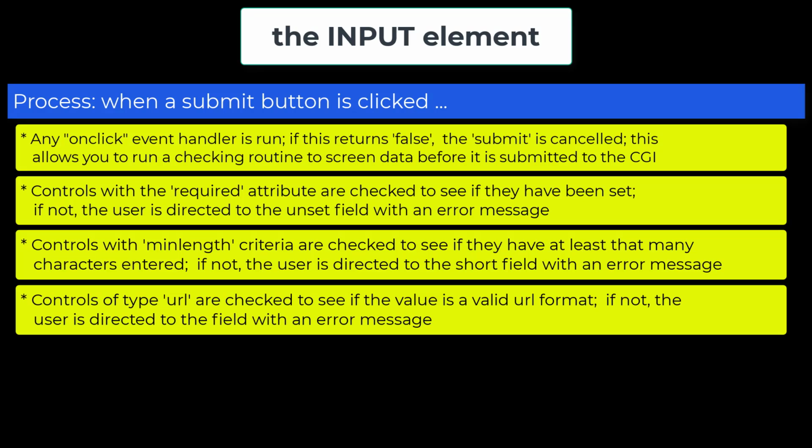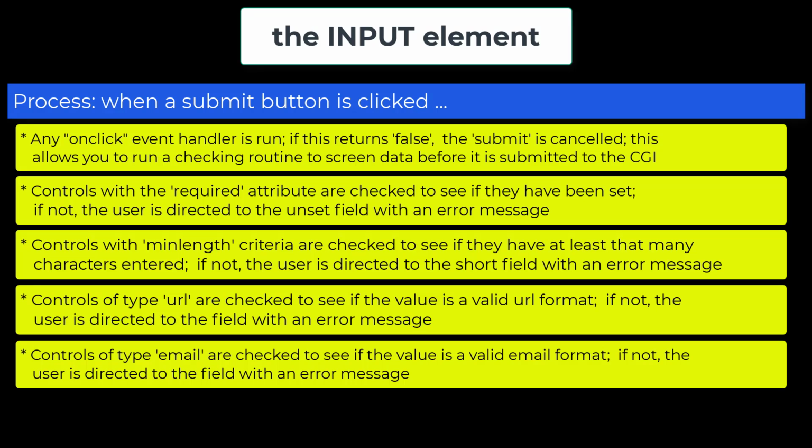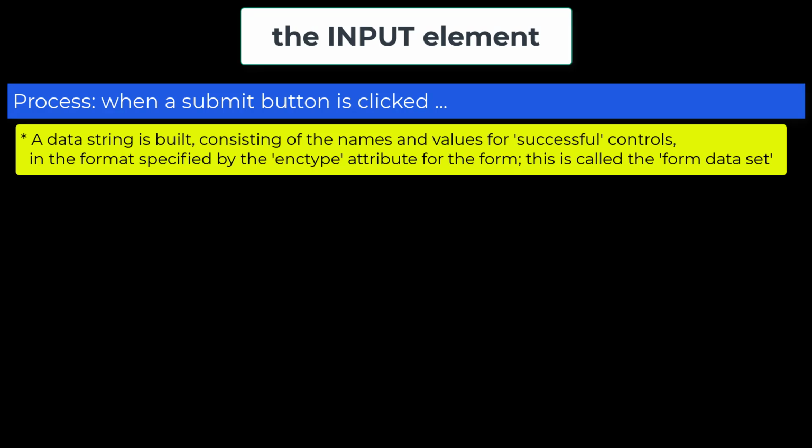Controls of type URL are checked to see if the value is a valid URL format. If not, the user is directed to the field with an error message. Controls of type email are checked to see if the value is a valid email format, and if not, the user is directed to the field with an error message. A data string is built consisting of the names and values for successful controls in the format indicated by the enctype attribute for the form. And this is called the form dataset.